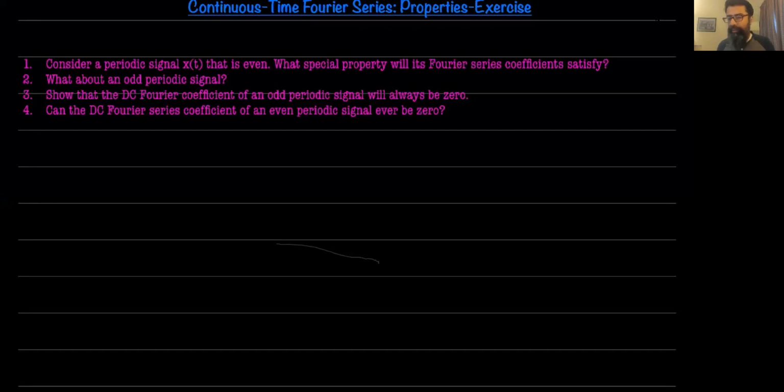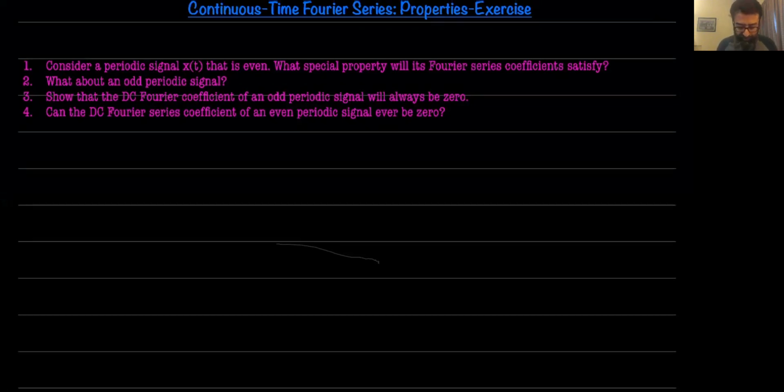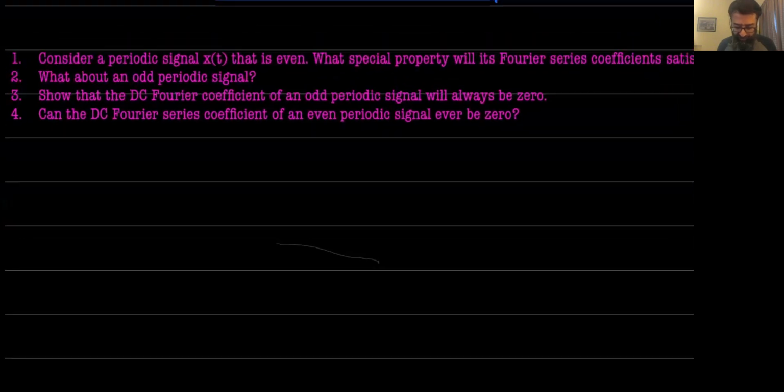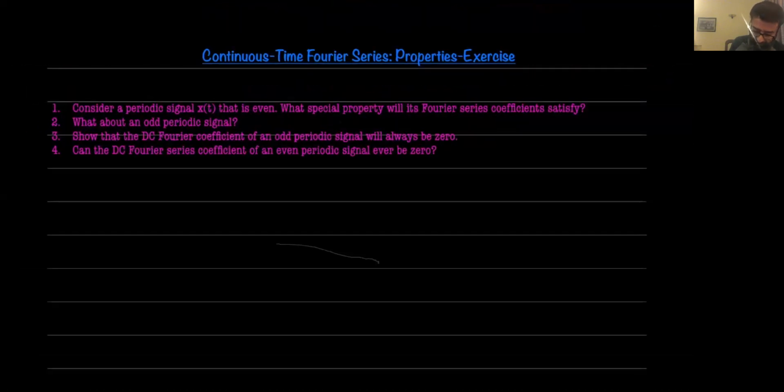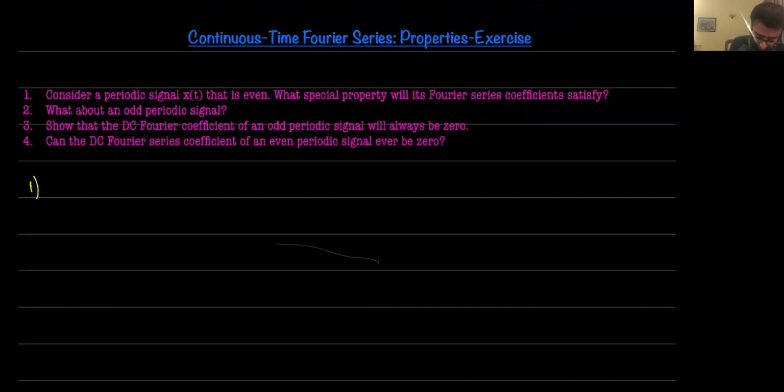All right, so let's do this before we end. You've already hopefully watched the module for this. So consider a periodic signal x(t) that is even. What special property will its Fourier series coefficients satisfy? This should be easy for you to answer, right? So who can answer this? Can you raise your hand? If you don't raise your hand, I'm going to pick on somebody.